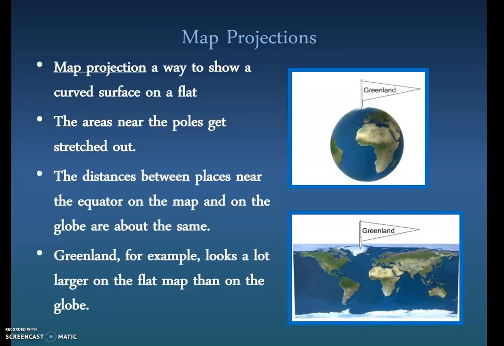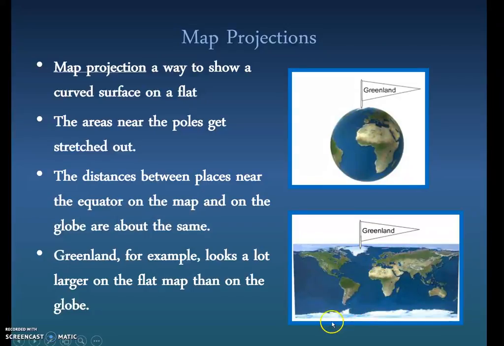So here's an example of one of the problems it poses. A map projection is a way to show a curved surface on a flat one. What happens is the area near the poles gets really stretched out because, as you saw in the last one, you can't just cut up a globe and make it flat. So places near the equator look similar. If you compare these two maps, Africa looks pretty similar in both of them.